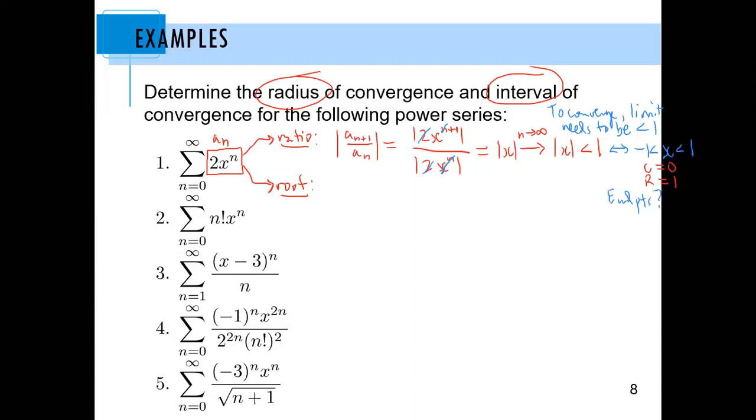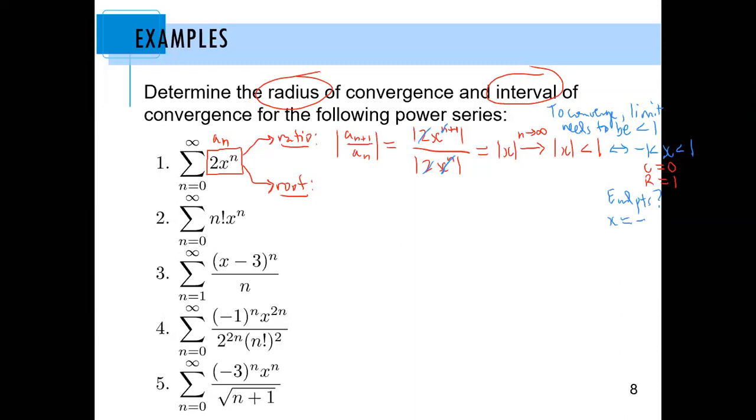Okay, what about the endpoints? What are the endpoints? x equal to what? So x is between -1 and 1. I have convergence. What are the endpoints of the interval? Not a trick question. -1 and 1. And the question is, can I plug in -1 or 1 and get a converging series here?